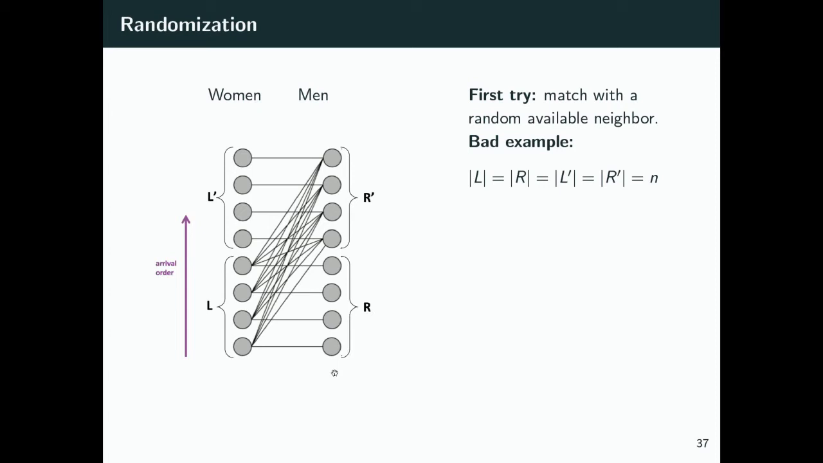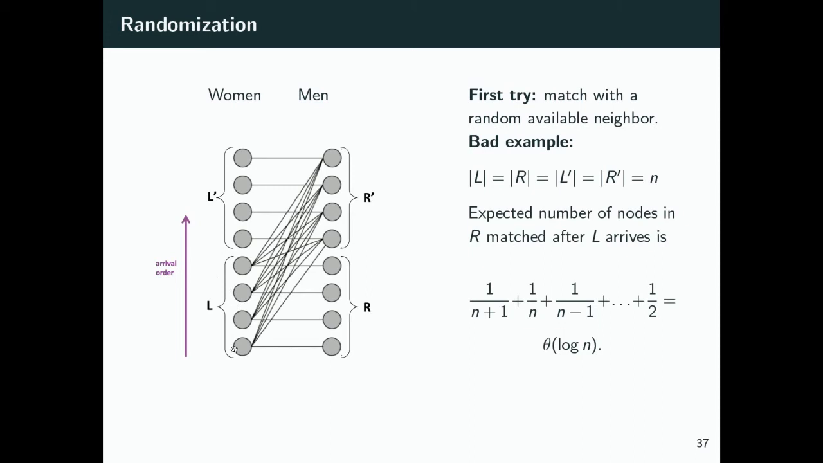She chooses one at random. So her chance of matching across is 1 over n plus 1. The next woman to arrive has at least n neighbors up here. So her chance of matching across is at most 1 over n. The third woman to arrive has at least n minus 1 neighbors up here. So her chance of, I might have gotten my off by 1. But anyway, the point is that after these women in L arrive, because they have so many edges up to the top, they're very likely to mostly match to the top.